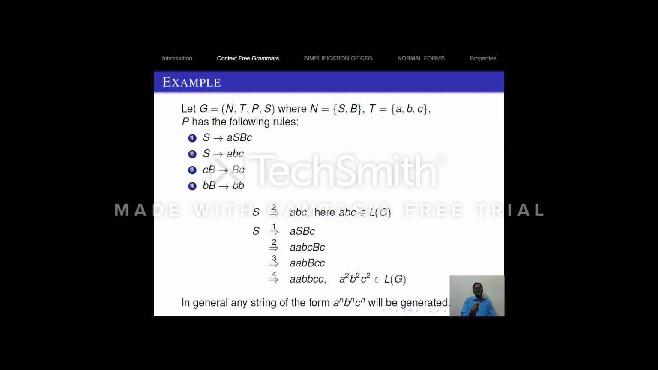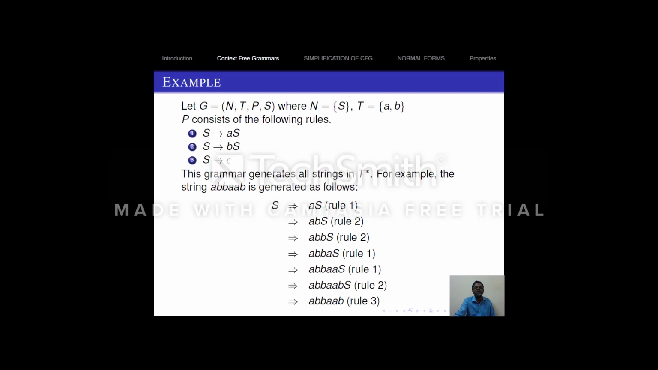And here, the thing is, I can't put rules having only a single non-terminal on the right hand side. So I'm using CB is replaced, context-wise, by BC, and BB is replaced by BB. Only then I'll be able to generate A power n, B power n, C power n, which tells you very clearly this language A power n, B power n, C power n is not a context free language. It is a context sensitive language.